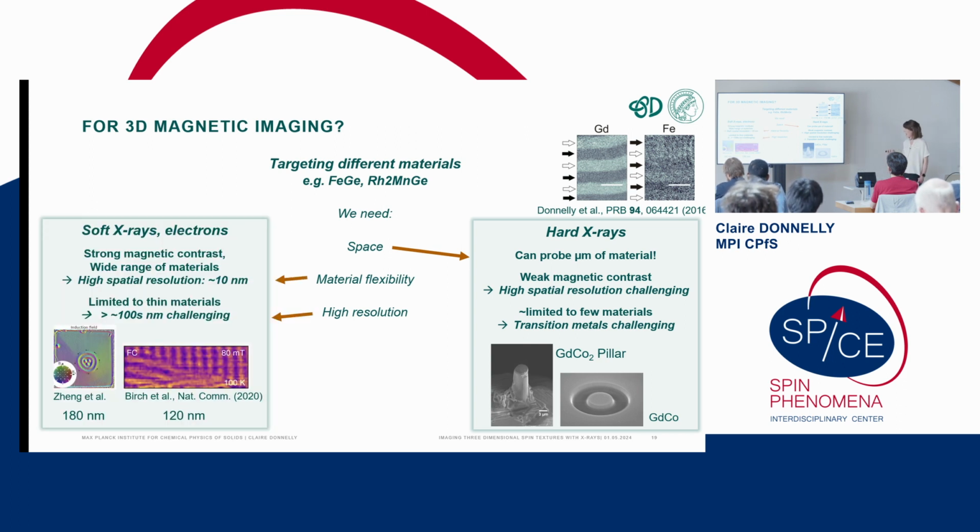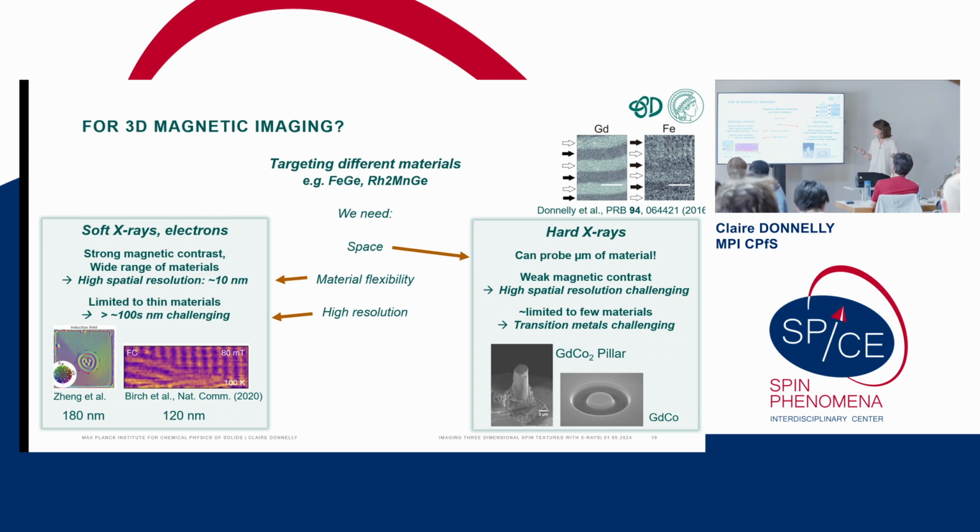On the other hand, we have with our soft X-rays and our electrons, as we heard in the previous talk, the possibility to look at different materials and with high spatial resolution. However, there, you're limited to thinner samples, on the order of a few hundred nanometers.